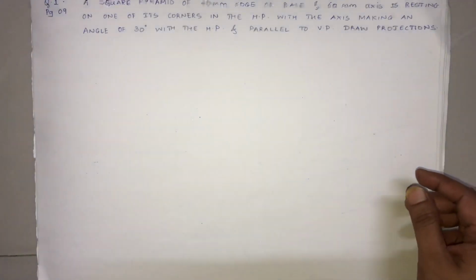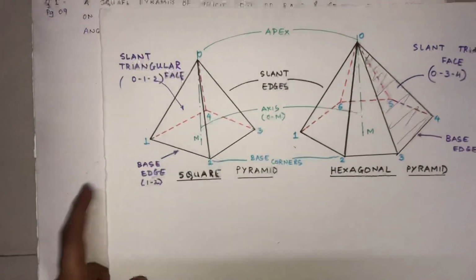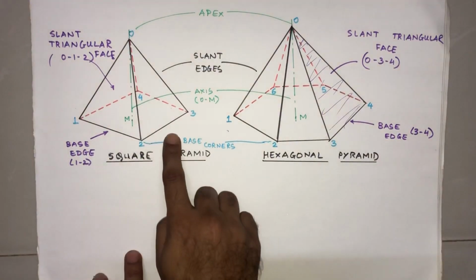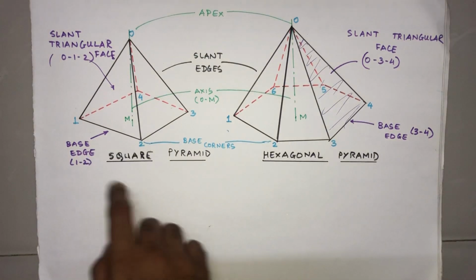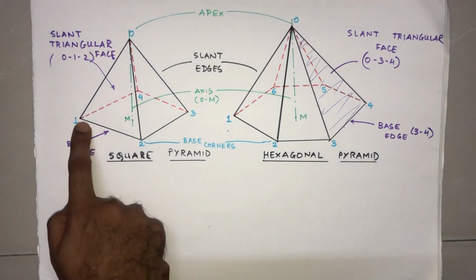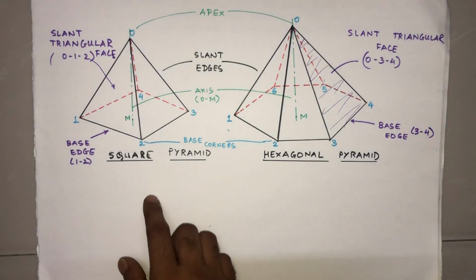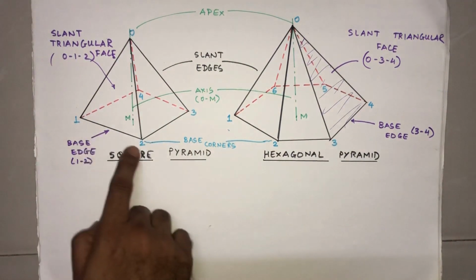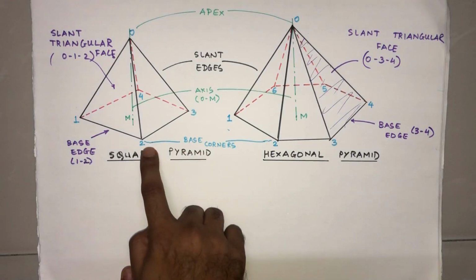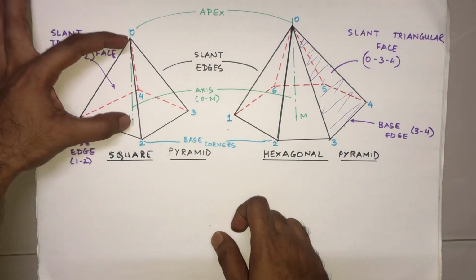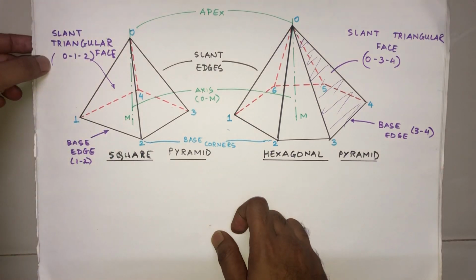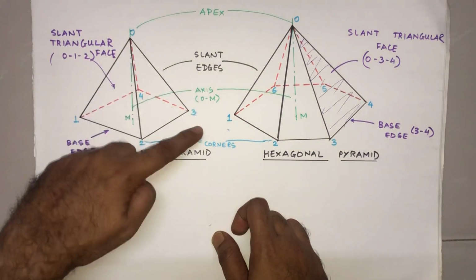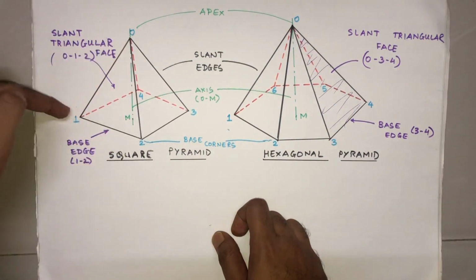Talking about a pyramid, we had already discussed a pyramid in our second lecture. Any pyramid is named in this way. The base, this is the square base. The square base is named as 1, 2, 3, 4. These are the base edges: 1-2, 2-3. Base corners 1, 2, 3, 4. Axis OM. Slant triangular face O1-2, O2-3 and so on. Slant edges O3, O4, O1, O2.